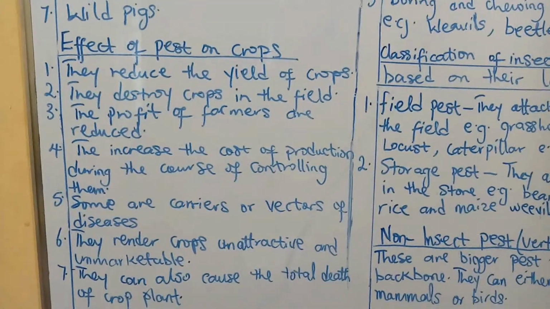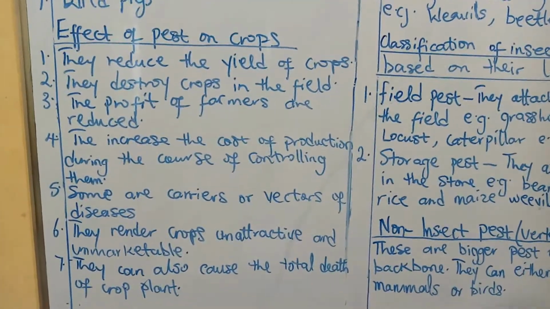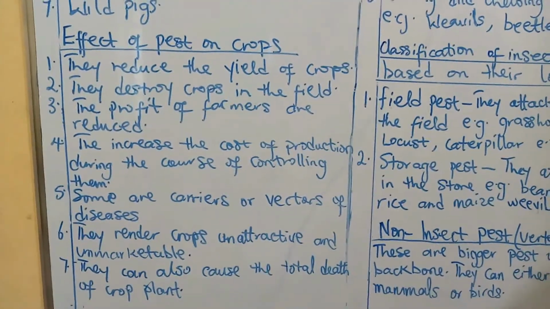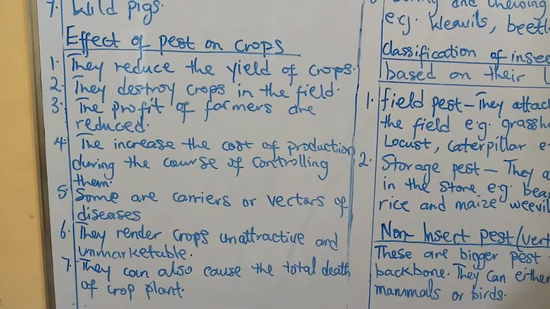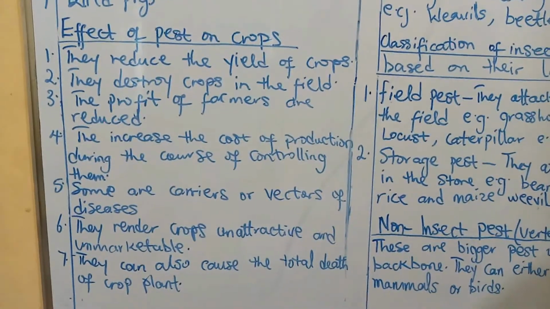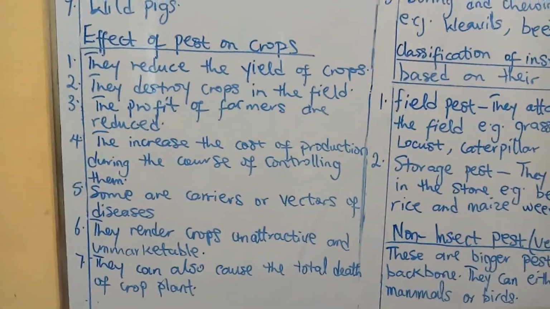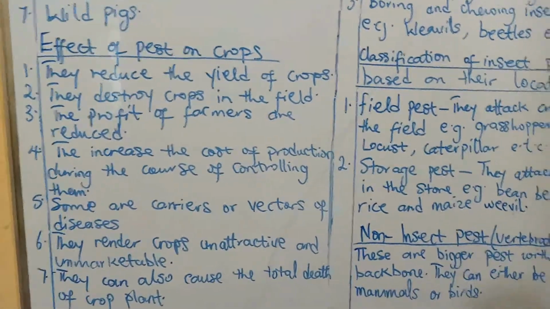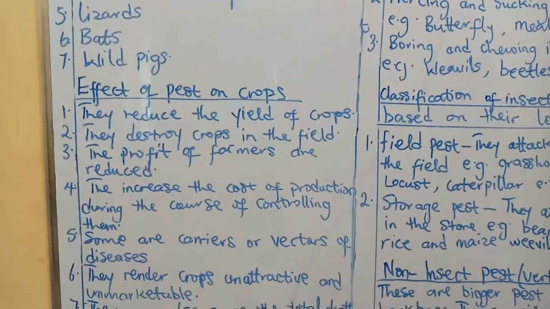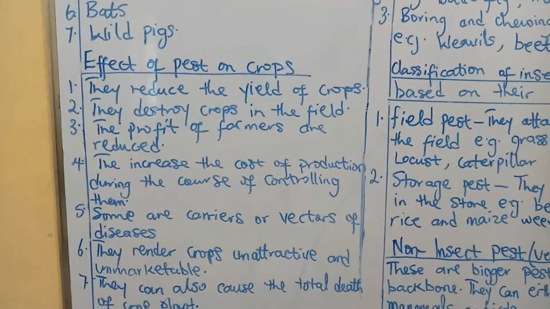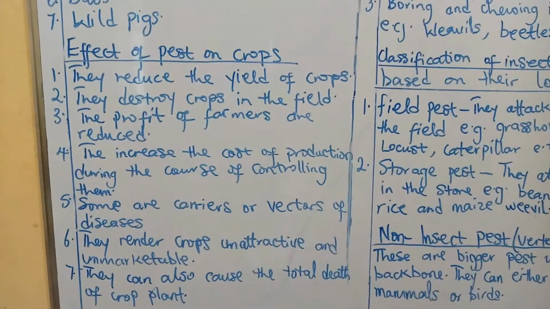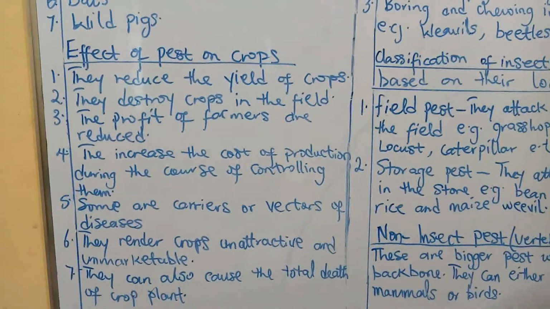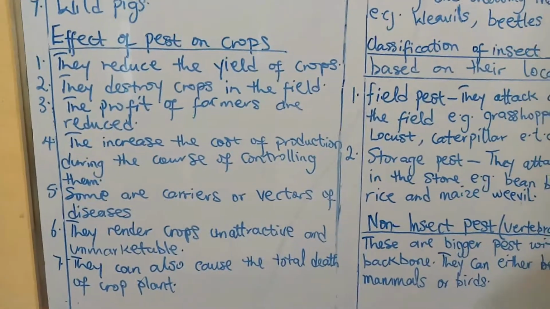Okay, number 4 is that they increase the cost of production during the course of controlling them. Now, take for instance that you have a farm, you understand, and pests now come to your farm, and you have to spend money to control that pest. Definitely, whatever you harvest from that farm is going to make you increase the cost. If you want to sell, it's going to make you increase your price because you want to make profit.